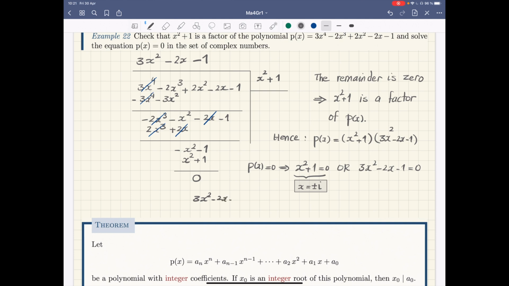If you just do the ABC formula for this problem, what you will get at the end is 1, and the other one is minus a third. So this equation has 4 solutions. 2 of them are real, 1 and minus a third, and 2 of them are complex, plus and minus the imaginary unit. Okay, any questions so far?